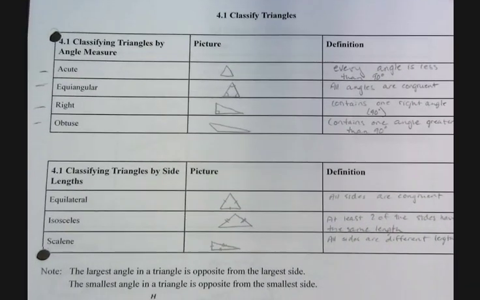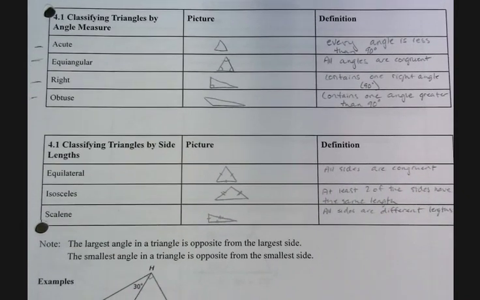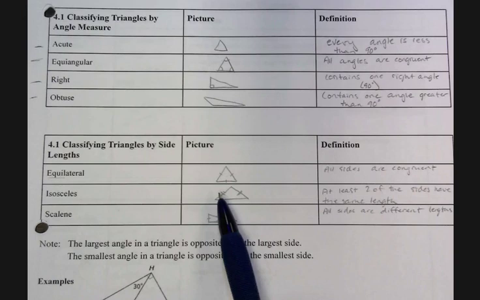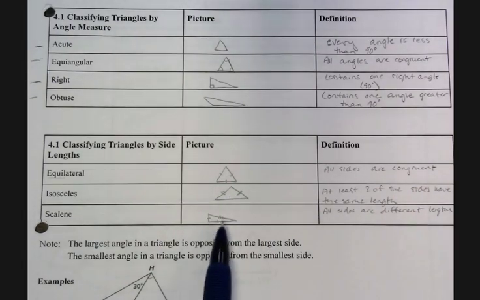With side lengths, we have three different classifications. Equilateral, and that word equal kind of tells you that all sides are going to be the same, so all sides are congruent. You can see that in my picture. Isosceles means at least two sides are congruent. So technically, equilateral triangles are also isosceles because they have at least two. But this is another example of isosceles where I have two congruent sides, but the third one is not. And then scalene means all my sides are different lengths. So those are the three ways to classify triangles by sides.